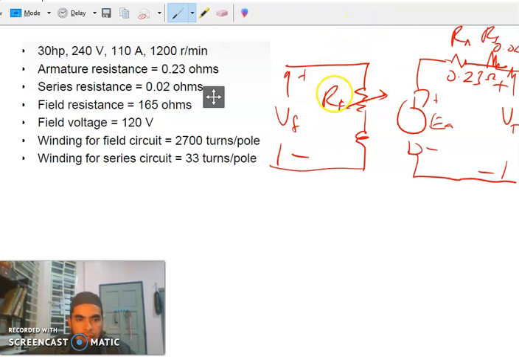Then we have our field resistance of 165 ohms, field voltage of 120 volt, and terminal voltage of 240 volt. So you write the number together with the unit, and you draw nicely compared to mine.